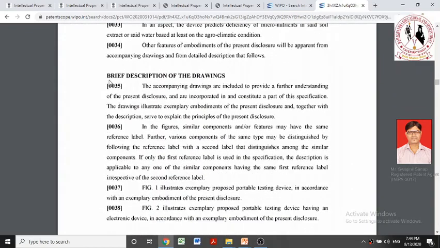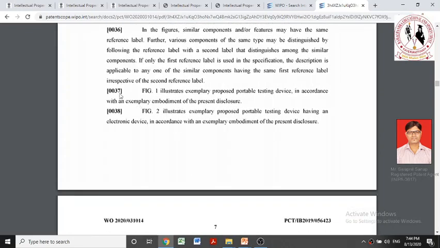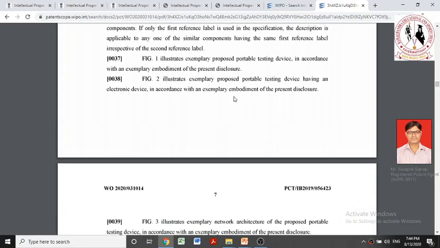The next important portion is the brief description of the drawing. Here you will see the exemplary representation. What is written is like: figure 1 illustrates an exemplary proposed portable testing device in accordance with the embodiment. Here you see that he has not elaborated on what the figure is or how it works and functions, but has just introduced that particular figure in this section. This is how such a paragraph is written.